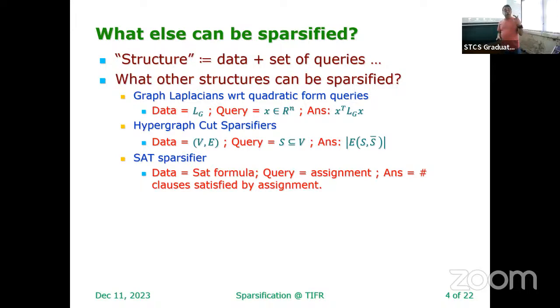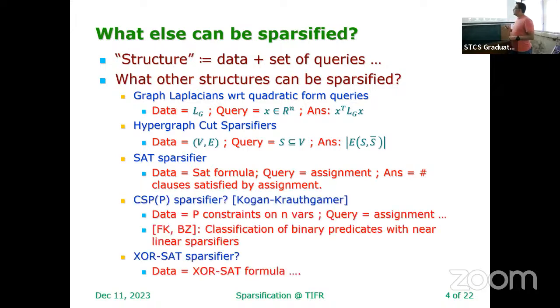formula. And what do we mean by the same information? For every assignment, I want to say roughly how many clauses will be satisfied. Okay. So all of these have been considered in the literature. All of these actually do have nearly linear size sparsifiers already in the literature.